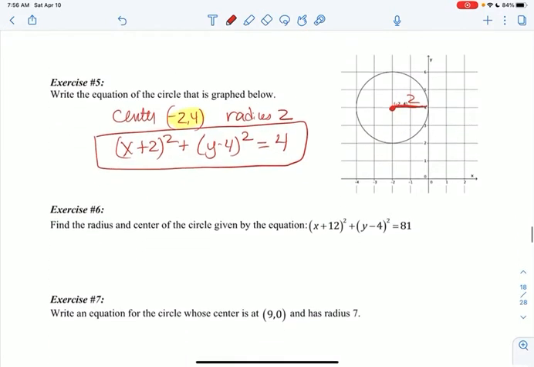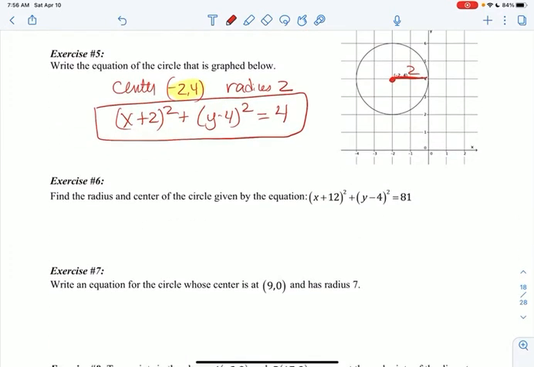All right. Find the radius and center of the circle given by the equation x plus 12 squared plus y minus 4 squared equals 81. Well, the numbers that give me the center are the numbers next to the x and the y, but I do have to do the opposite sign, so it's going to be negative 12, positive 4. And this number on the right is the radius squared, so the radius is the square root of 81, which is 9.